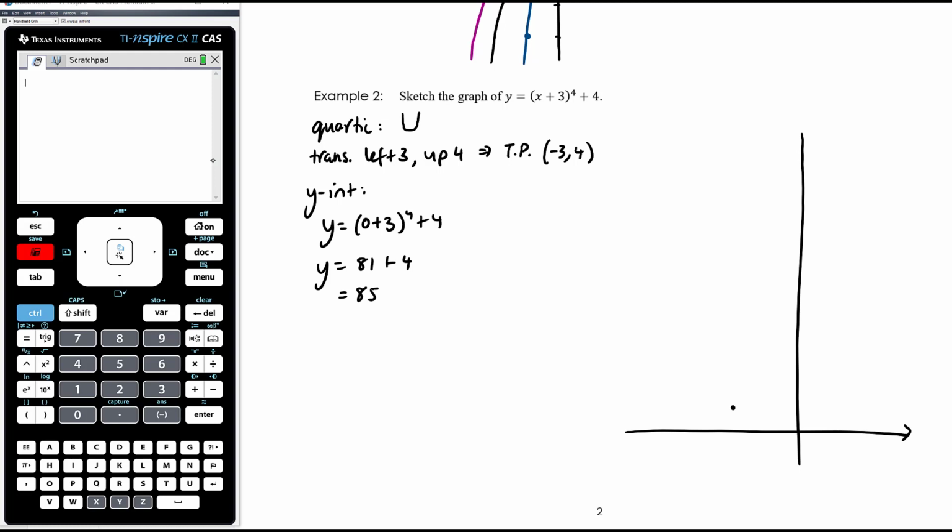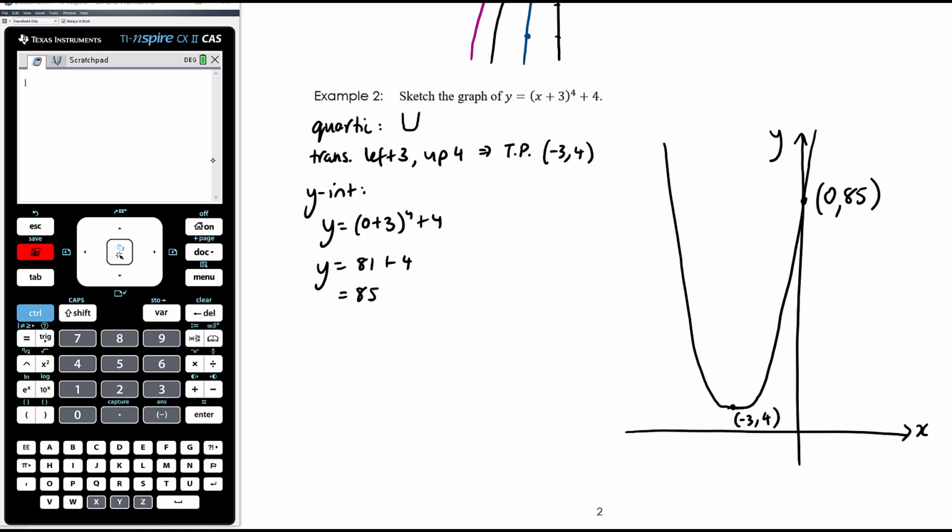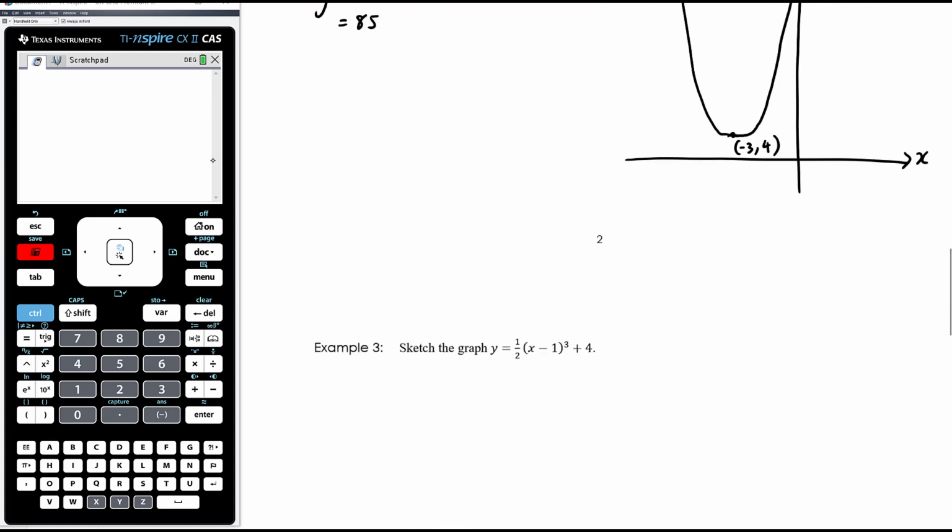So I'm going to mark my turning point here. I'm going to draw in. You also want to try and give a bit of a sense that you've got that kind of flat-bottomed shape, even though technically it's not flat for any more than a moment. You just want it to not look like a parabola. So my y-intercept is at 85. My turning point is at -3, 4. At least 2 points, including the turning point. So we're all done. Okay, example 3.